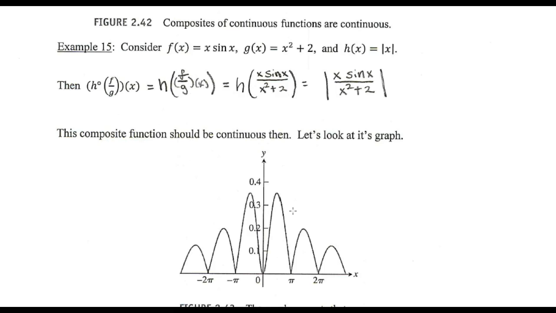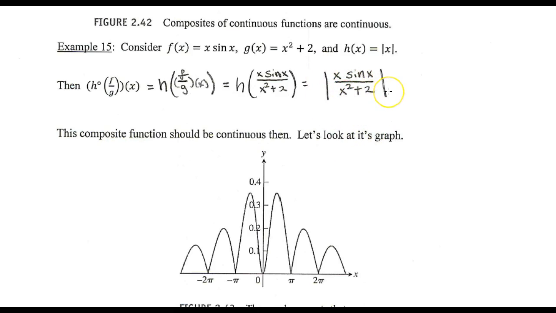So when I look at compositions of these functions, like for example, if I looked at h composed with f divided by g of x. So what does that mean? Well, composition of functions means that that's h of the quantity f divided by g of x. So we first have to do f divided by g. Then we plug that in for x everywhere I see an x in h of x. And so I get x sine x over x squared plus 2, all absolute value.